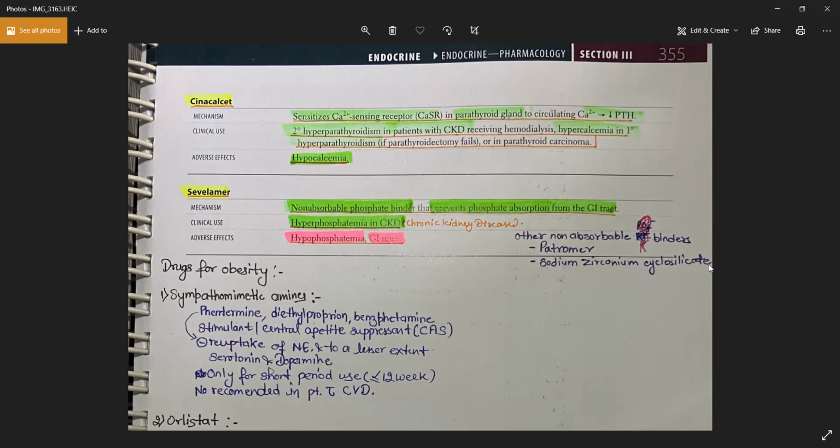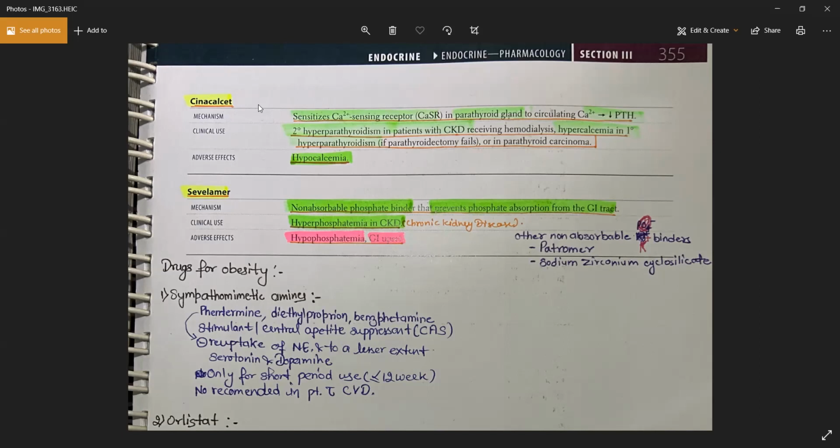See, all of these agents bind to the potassium, and they can cause the loss of potassium. Okay, yeah, that would be all.